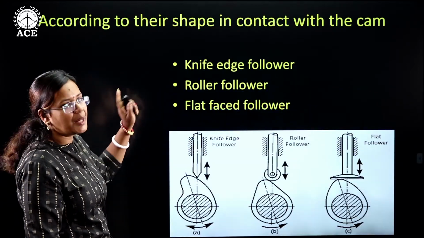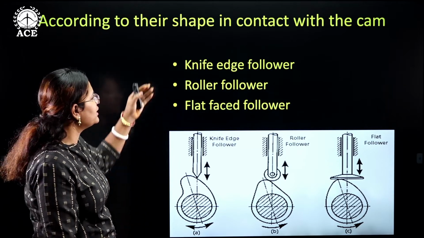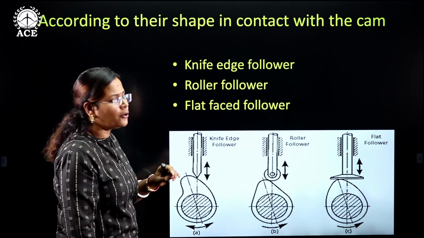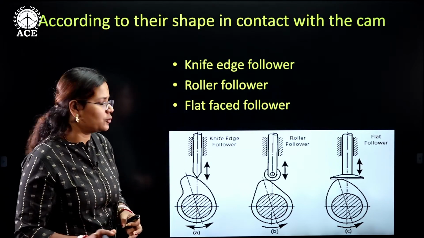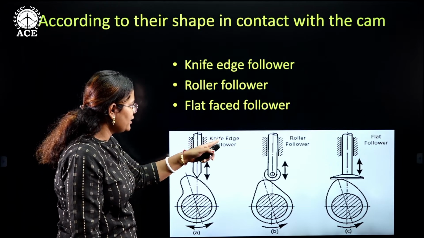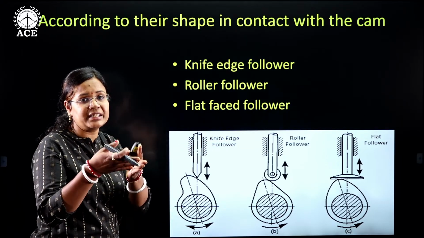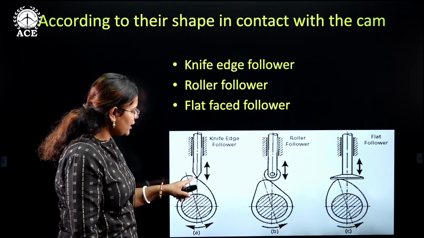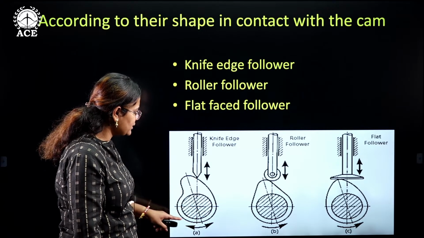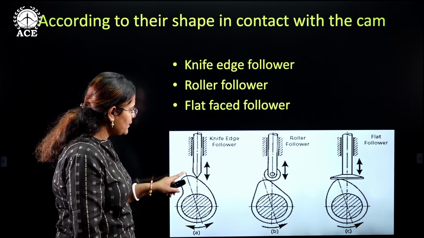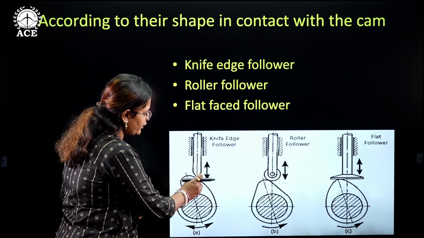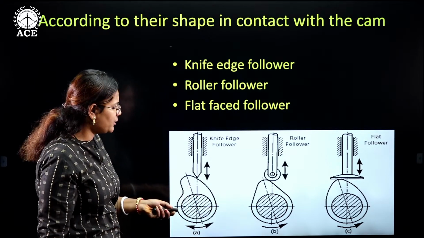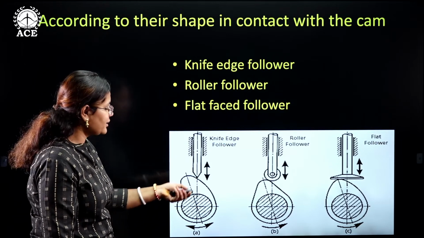When I talk about the shape in contact with the cam, followers are basically divided into three different types. The first one is the knife edge follower, the second one is the roller follower, and the third one is the flat faced follower. In the example you can see this is a knife edge follower. The name itself says it has a knife edge, which means it has a very pointed edge. Here you can see there is a knife kind of edge which is following this cam profile. Whenever you rotate this cam, the follower is going to follow this particular path. We will learn about the nomenclature a little later and we will know how that is named.